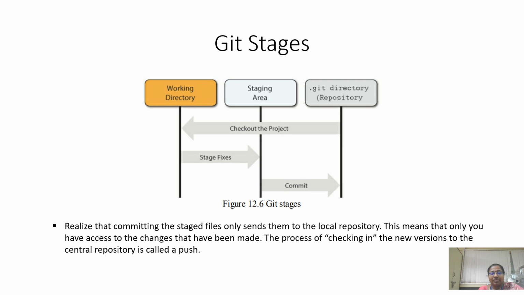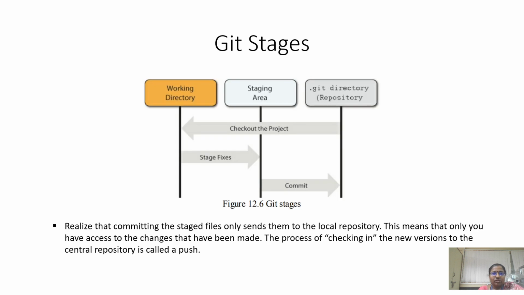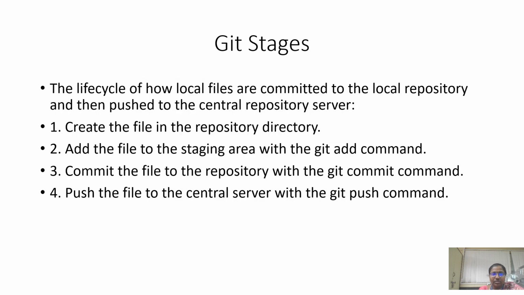So first it will be creating a local repository under your project name. Next it will be creating a working area, where you want to work. Next it will go to the staging area. Before you commit to the repository, the changes go to the staging area. After that only, your changes will be committed to the repository.